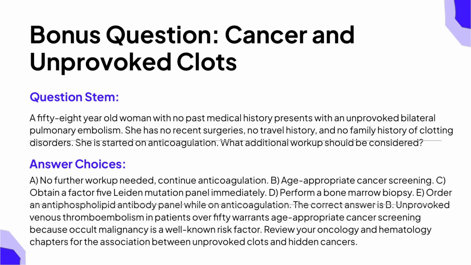Unprovoked venous thromboembolism in patients over 50 should prompt you to think about occult malignancy. The boards test this association frequently. Choice A is incomplete because you need to look for the underlying cause. Choice C is not the priority for a first unprovoked event in an older patient, where cancer screening is more important. Choice D is too invasive without other indications.